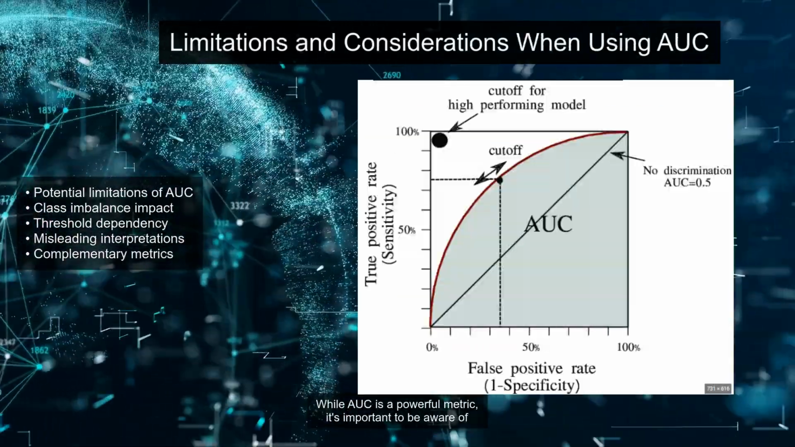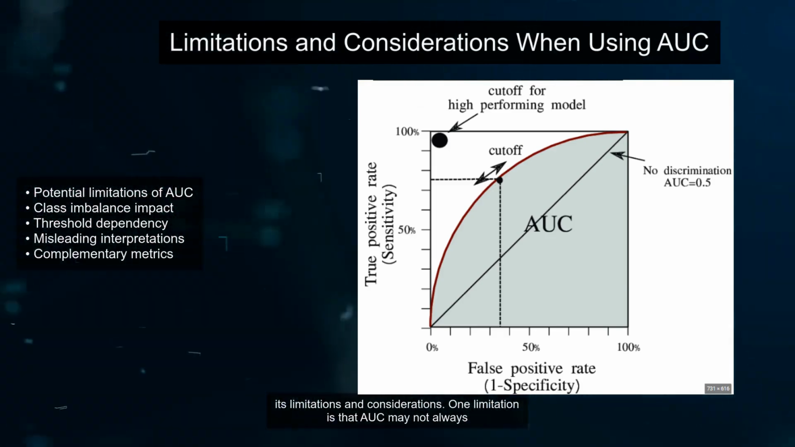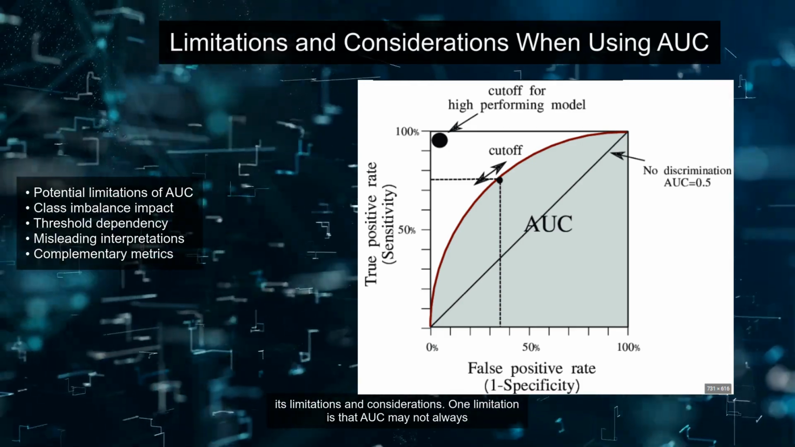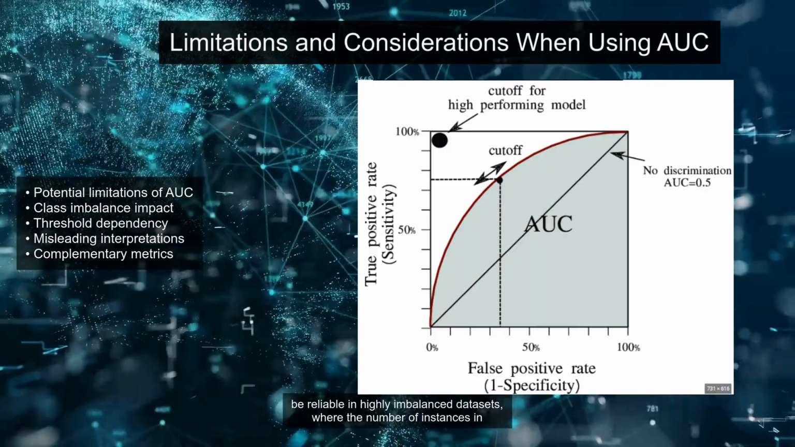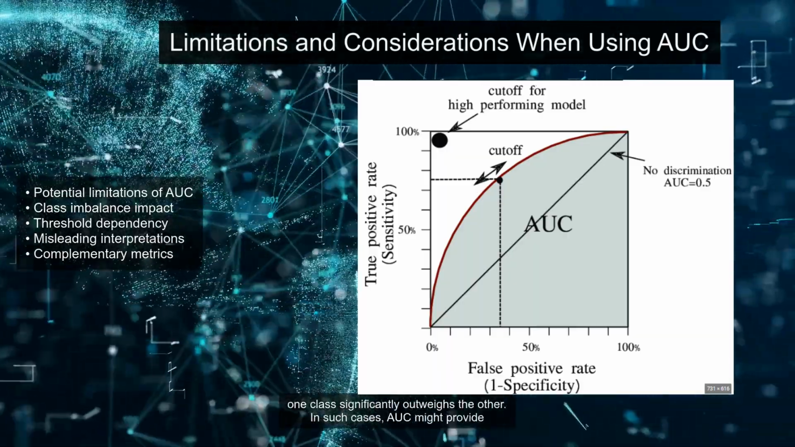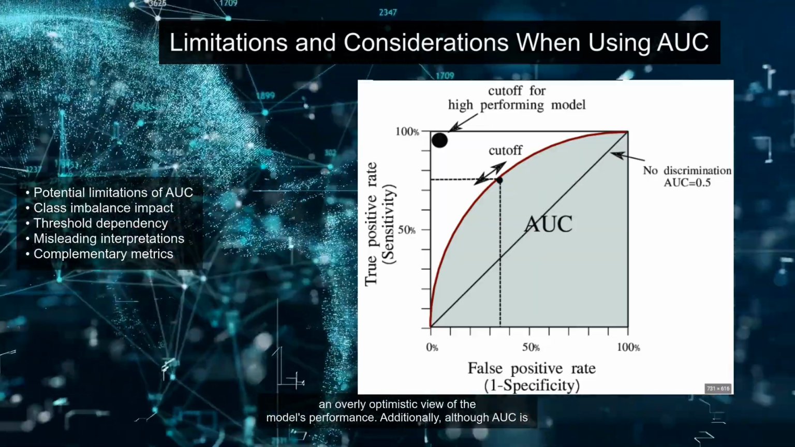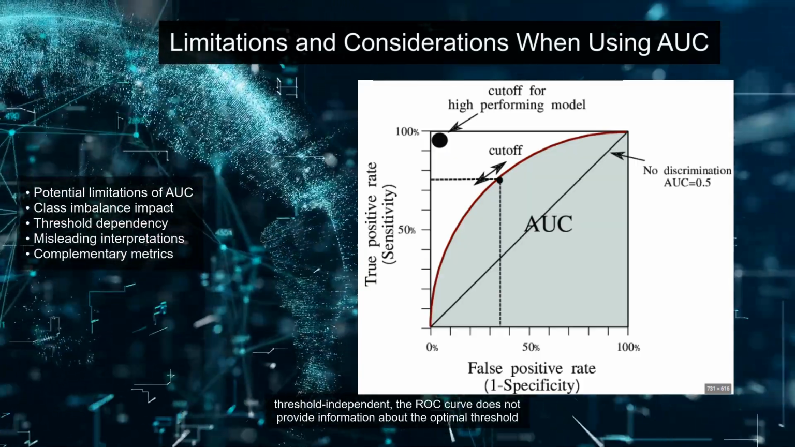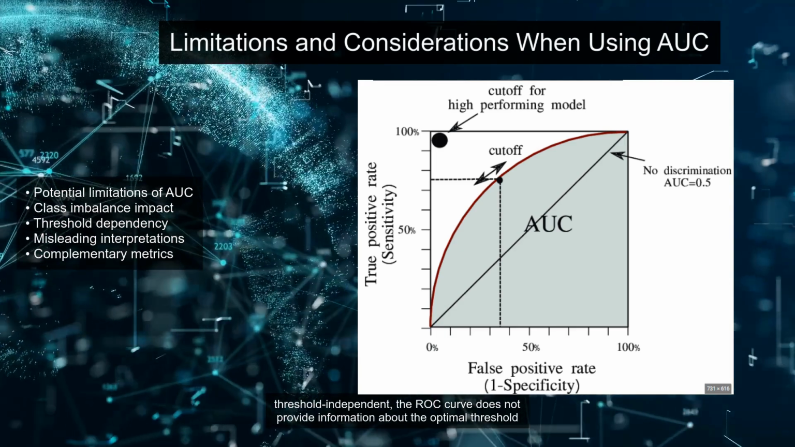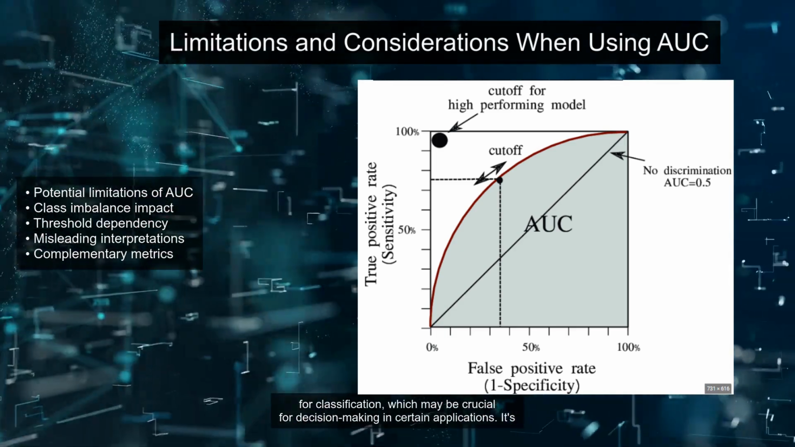While AUC is a powerful metric, it's important to be aware of its limitations and considerations. One limitation is that AUC may not always be reliable in highly imbalanced datasets, where the number of instances in one class significantly outweighs the other. In such cases, AUC might provide an overly optimistic view of the model's performance. Additionally, although AUC is threshold independent, the ROC curve does not provide information about the optimal threshold for classification, which may be crucial for decision-making in certain applications.